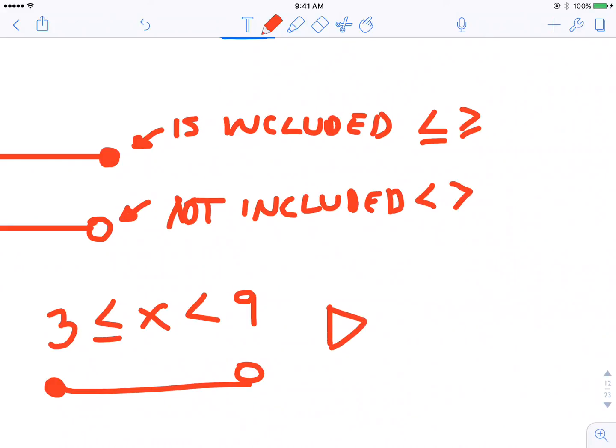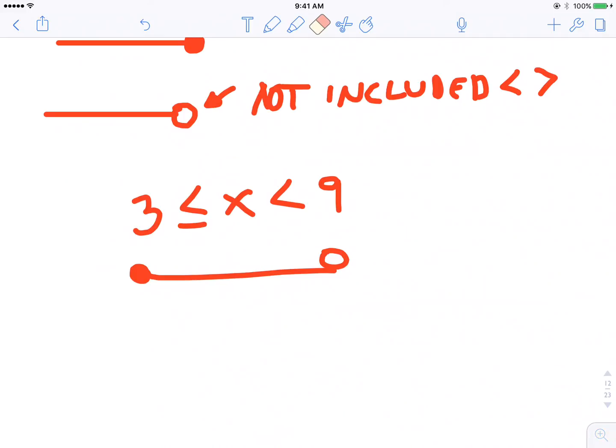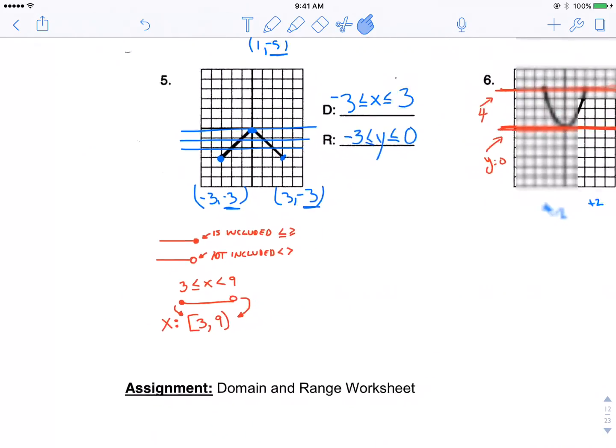Sometimes you might see this kind of notation. So actually I'll put it down below so it's easier to see. Sometimes you might see: x is domain, so in our domain, I could just see square bracket, 3, comma, 9, rounded bracket. So the rounded bracket means open circle. The square bracket means closed circle. Sometimes you'll see that. Not very often, but sometimes you will. So that's domain and range in a nutshell.